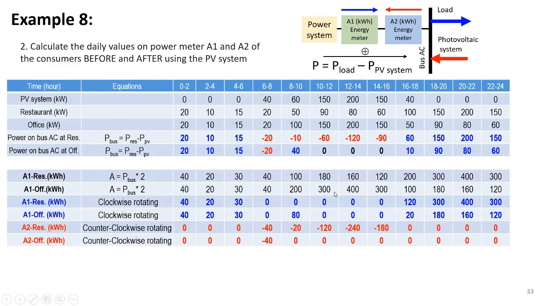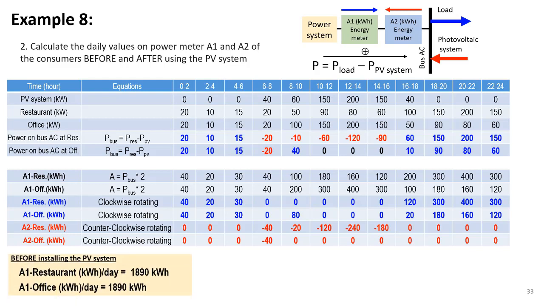And the last two rows in red are energy amount they sell back to the grid. By summing up the numbers in a row of the lower table, you will gain the total electrical energy in kilowatt hour for each customer in each case. For example, the first two rows give the total electricity consumed by the restaurant and the office without the PV system.